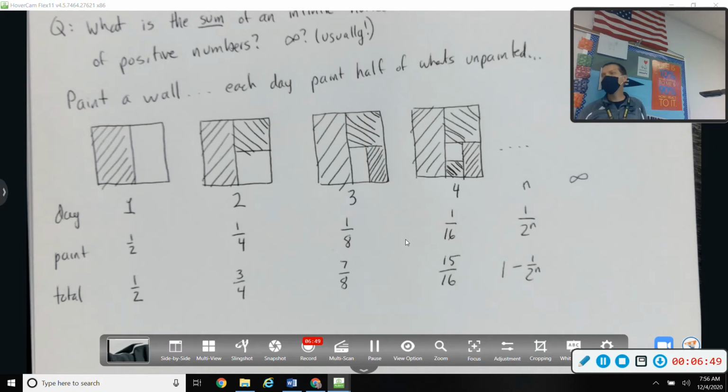1 over 2 to the infinite. What's 2 to the infinite? Really big. What's 1 divided by really, really, really big? A teeny, teeny, teeny, teeny, tiny bit.